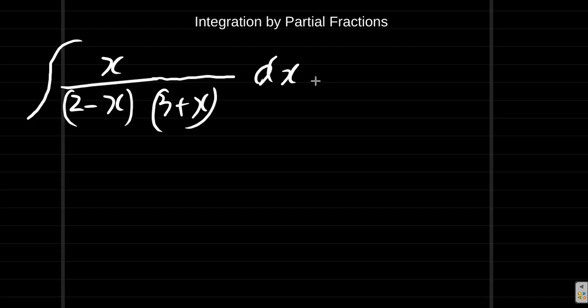Suppose you get this integral: the integral of x over (2 minus x)(3 plus x) dx. Well, you don't really have a straightforward method to integrate this as it is.